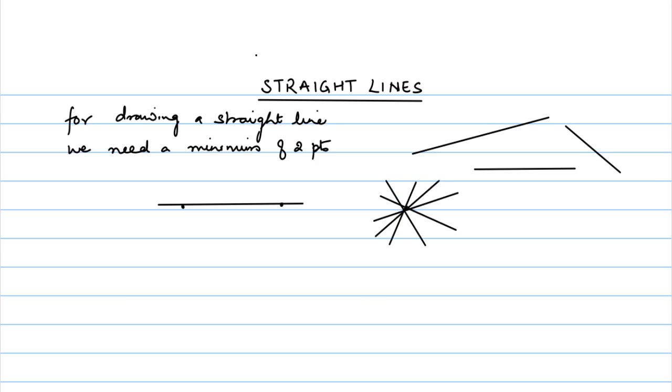But if we fix another point, let's say this is point A and this is point B, how many lines can be drawn through these 2 points? The answer would be just one line. Therefore, for drawing a unique straight line, we need a minimum of 2 points. If we know 2 points, we can draw a straight line, and through 2 points, only one line can pass through.